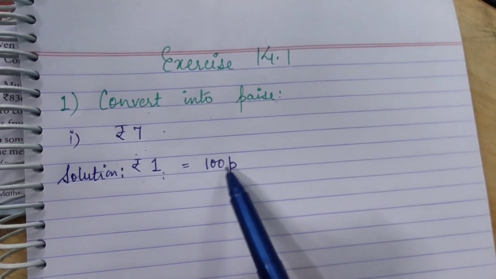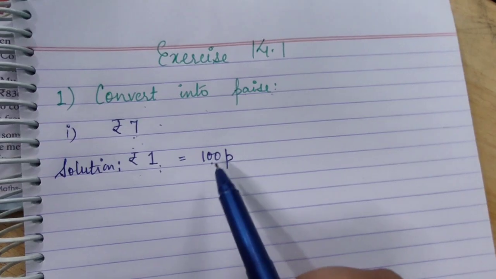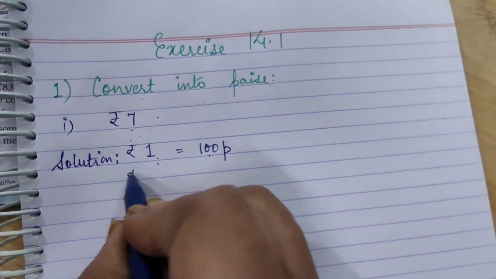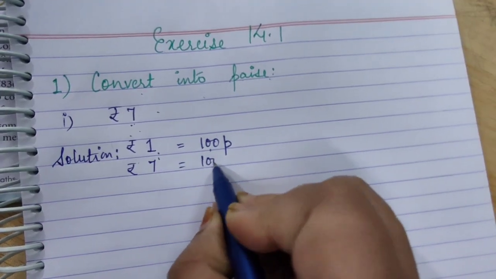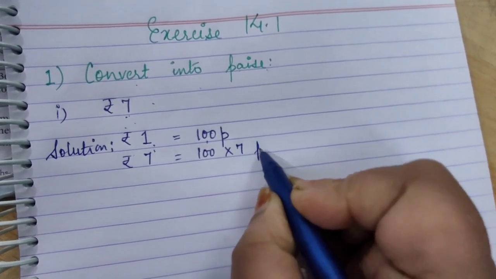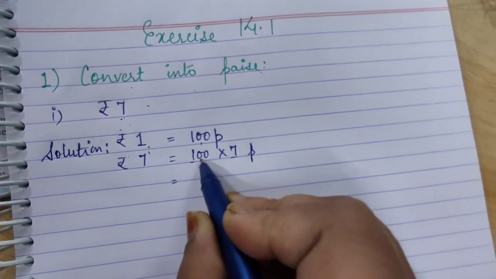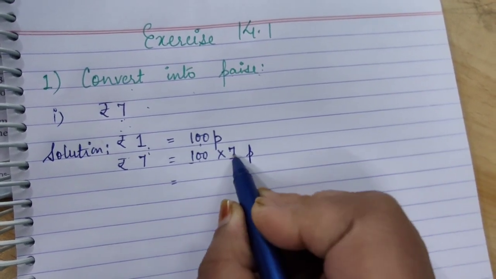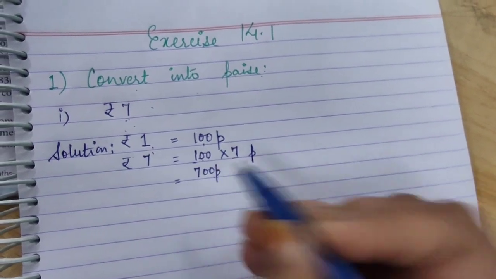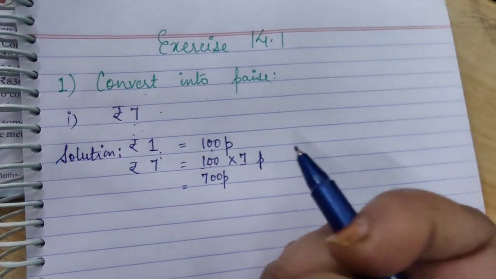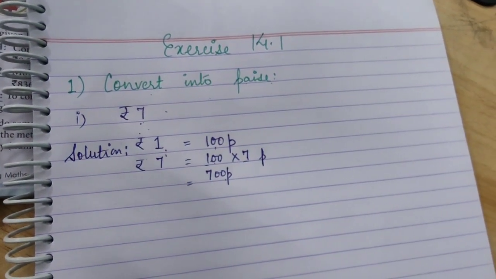1 रुपए में कितने पैसे होते हैं बेटा? 100. And over here we've been asked to convert 7 into the paise. So rupees 7 is equal to 100 into 7. And finally 7, you know, easy multiplication, you don't need to multiply and directly write the answer. 7 ones are 7 and 00 we are going to put here, and that is how easily, just like snapping your fingers, you get your answer over here. We'll take up one more question.